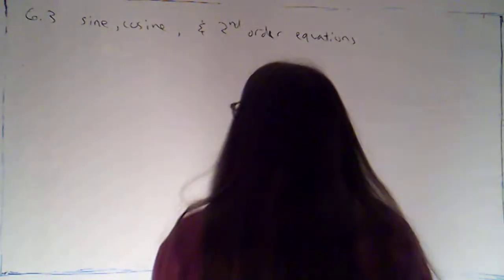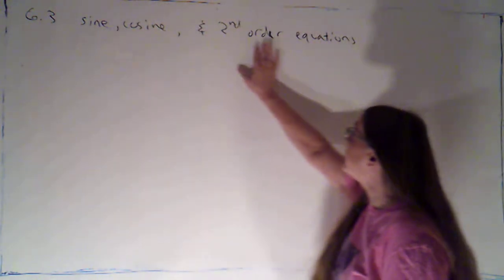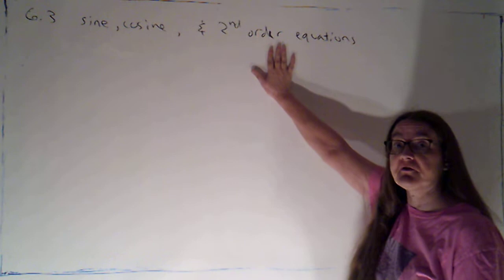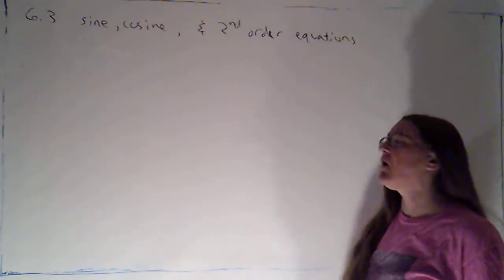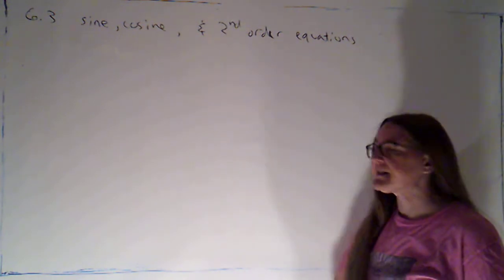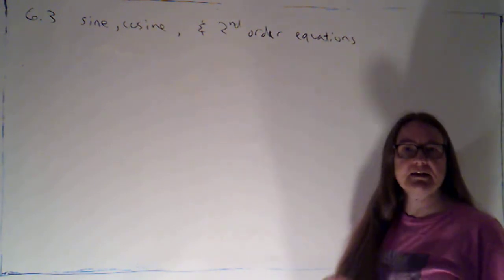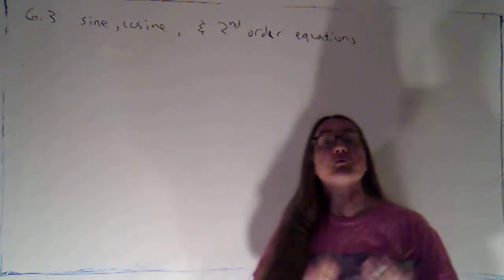Okay, in section 6.3, we're taking a look at the Laplace transforms of sine and cosine, and then we'll be taking a look at some second-order differential equations, because we've seen sines and cosines showing up an awful lot there. Now, the formulas for the Laplace transforms of sine and cosine are formulas 2 and 7 on your formula sheet. You are responsible for being able to derive them.